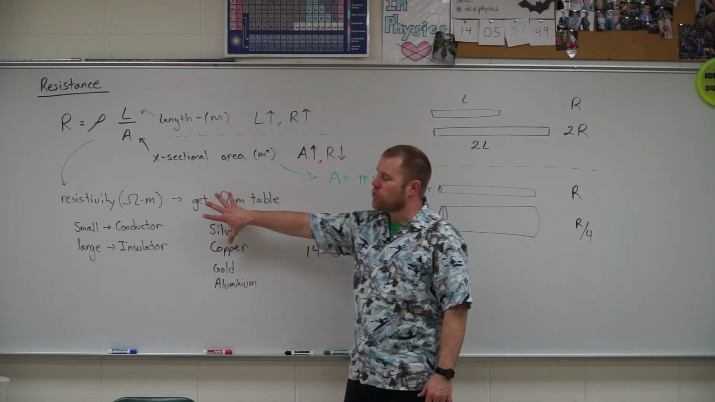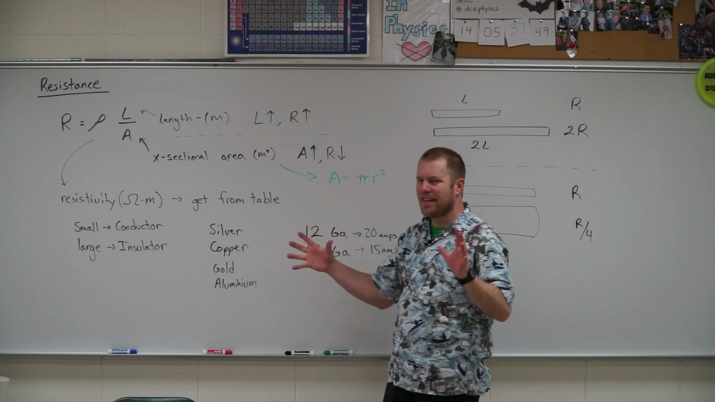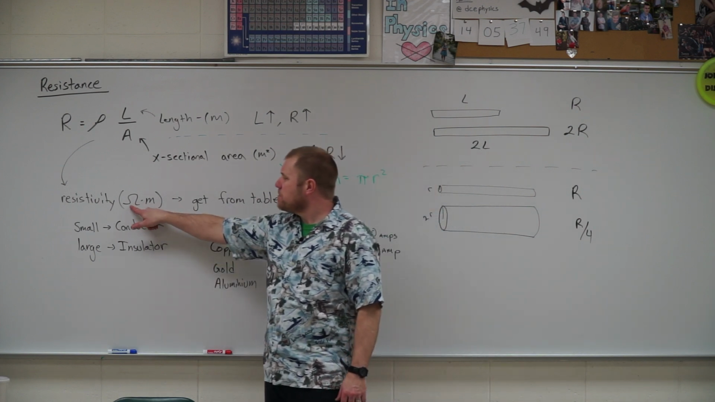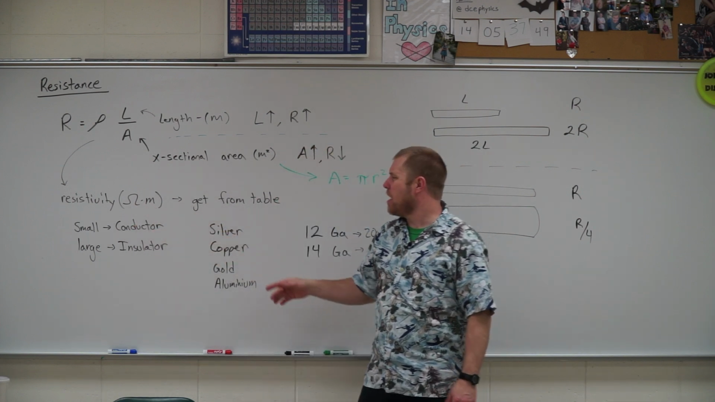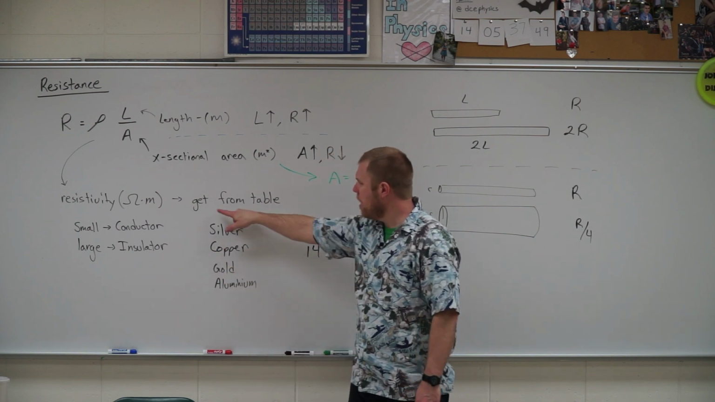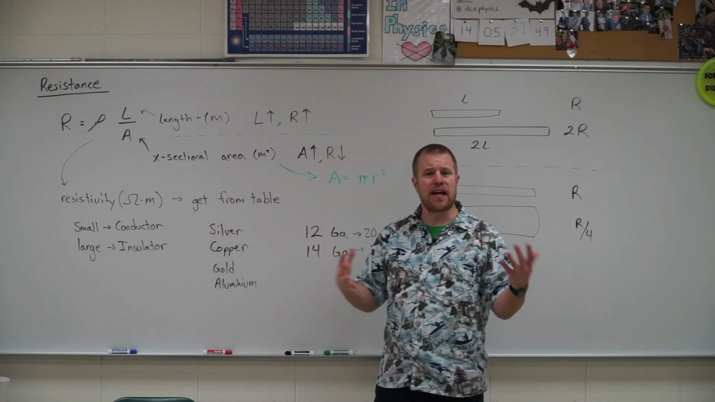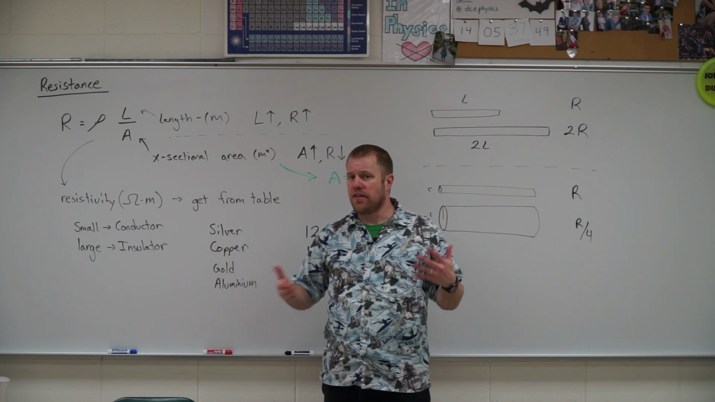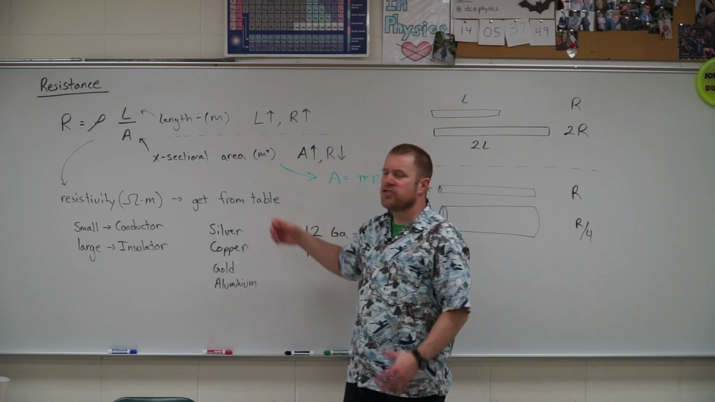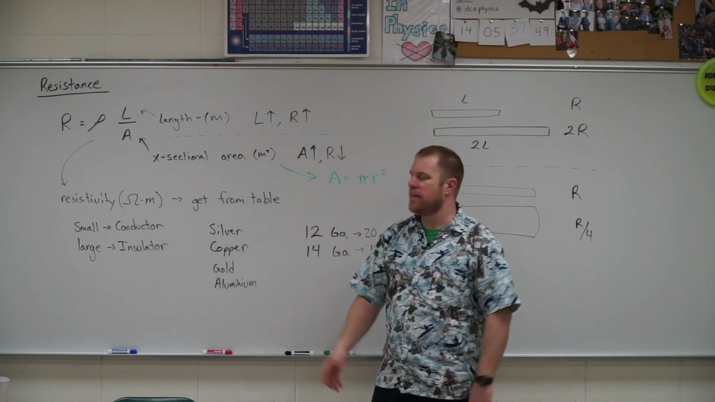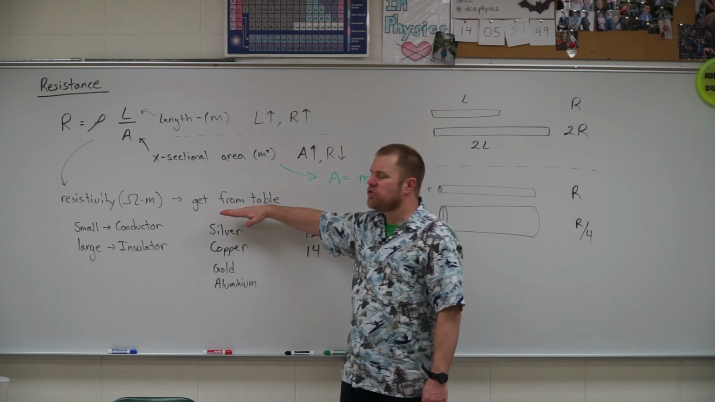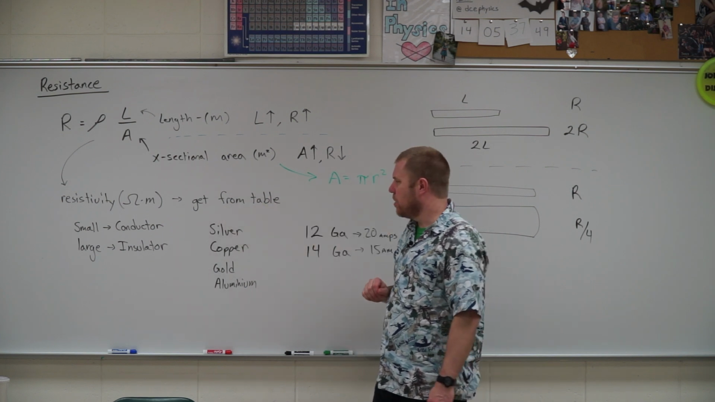And then the last thing, resistivity. This is based on the material itself. This is measured in ohm meters, how many ohms per meter. You will have to get this from a table. It's kind of like the mu constant, the coefficient of friction. It's just something that is measured, and then we use that. So just Google it if you need to know any of them.